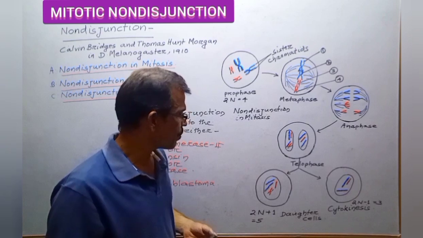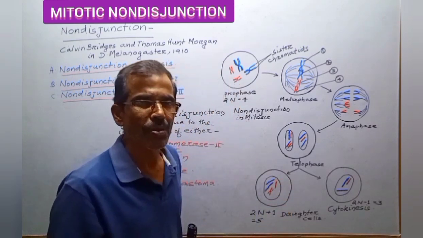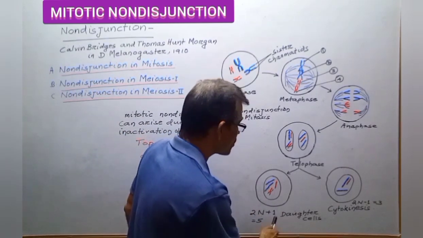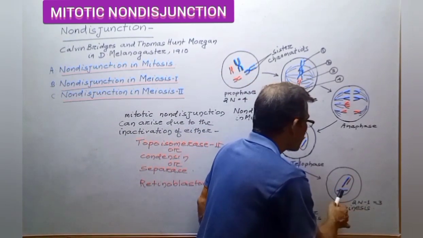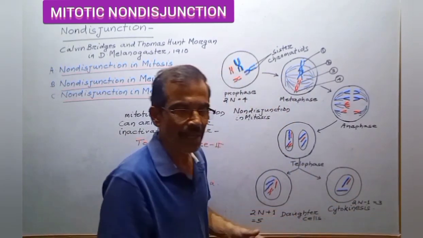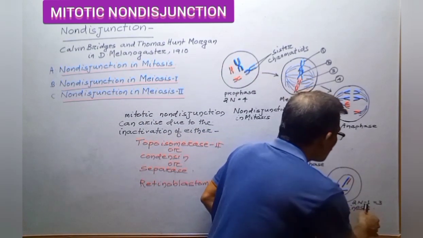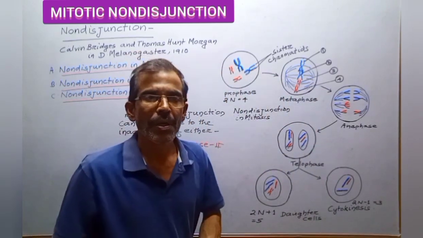In this example, one of the daughter cells will have one extra chromosome. So it will have 2n+1, which is equal to 5 chromosomes, whereas in the other daughter cell, one chromosome is missing, because of which this cell will have 2n-1, which is equal to 3 chromosomes.